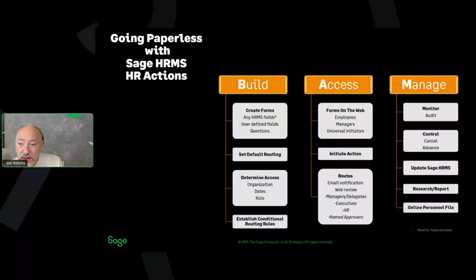So HR Actions really lets you do three things. Think of it as these three columns. That first column is where you build forms. As I mentioned, you can create your own forms in addition to the 40 or so that are out of the box, using any of the fields in Sage HRMS, including payroll, just excludes benefits. You could put user-defined fields on there. Maybe you want to use a tab like a survey. You can even do questions.